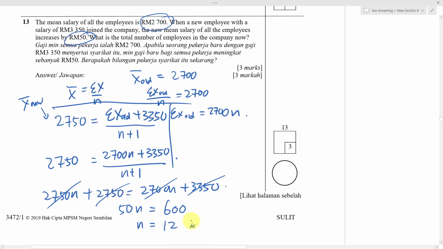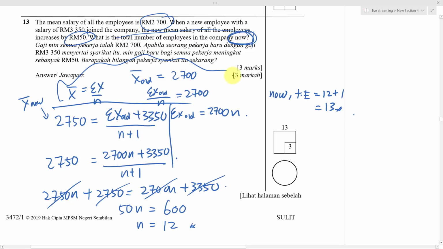But 12 is the n, not the current number of employees, because they ask about the total number of employees now. We need to plus 1, isn't it? So the total number of employees now is 12 plus 1, which is 13. I hope you get it.